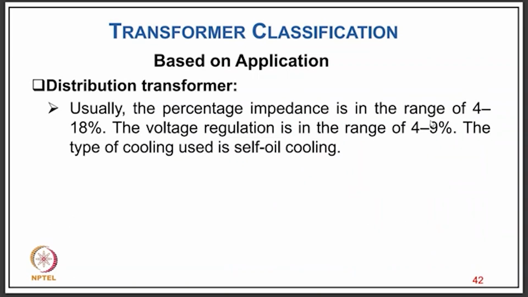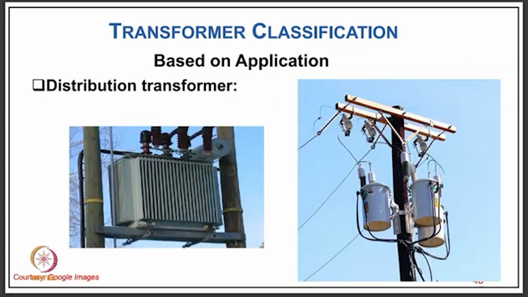Another feature of the distribution transformer: usually the percentage impedance is in the range of 4 to around 18%. The voltage regulation is in the range of 4 to 9%, and the typical type of cooling is self-oil cooling. You might have seen the distribution transformer in the vicinity, how it is mounted on poles, as 3-phase transformers and single-phase transformers. Depending on the part of the country, these transformers are made differently. Like in North America, you will see single-phase distribution transformers. Here in India we normally have a 3-phase distribution transformer on the pole.